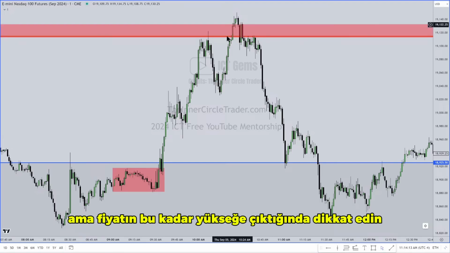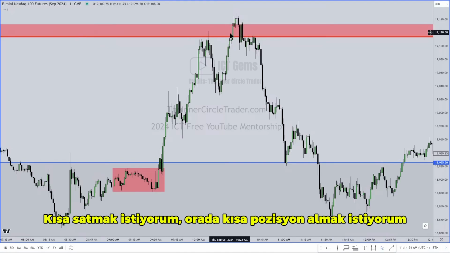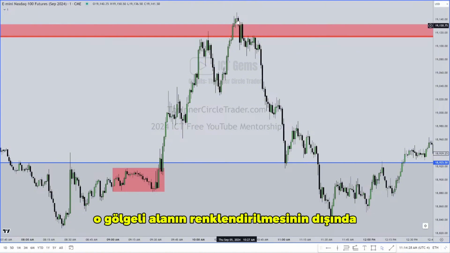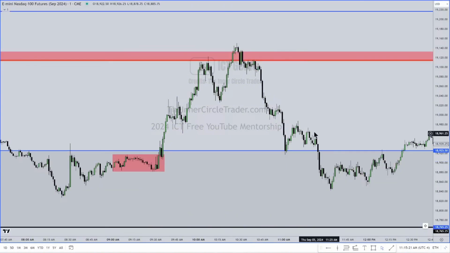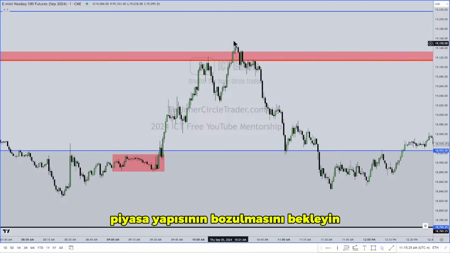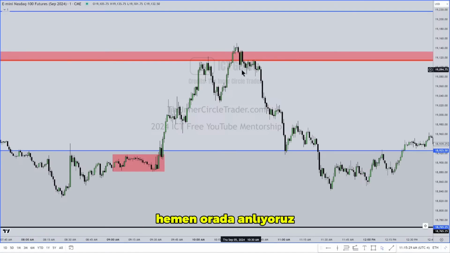But watch. When price takes out this high here, and we're inside this area as well, I want to be selling short. I want to get short in there. I want to add more if it can afford me outside the coloring of that shaded area. That's premium pricing. So now when we have this smart money reversal, you don't need that. Wait for it to break in market structure. That's what you get with this little high here. I'm sorry, this low. We get it right there.